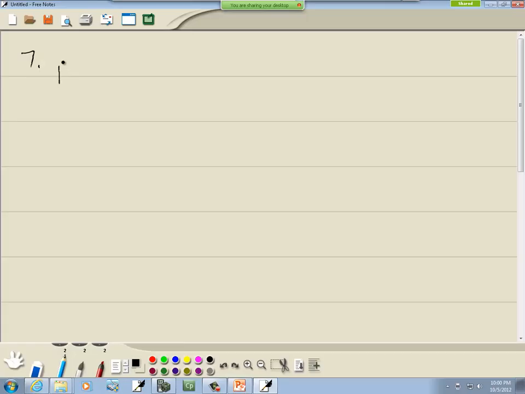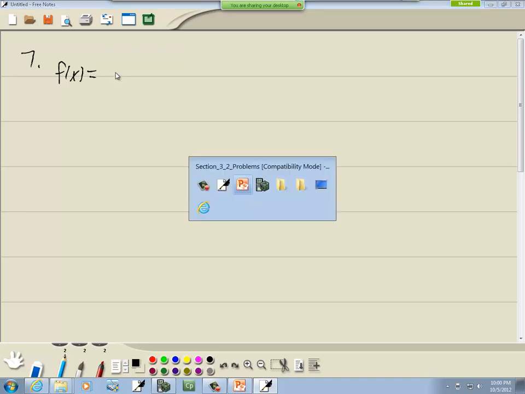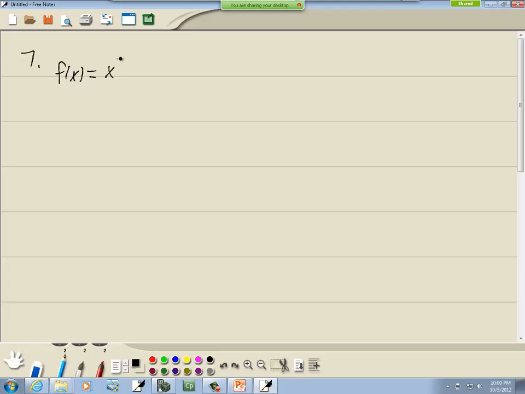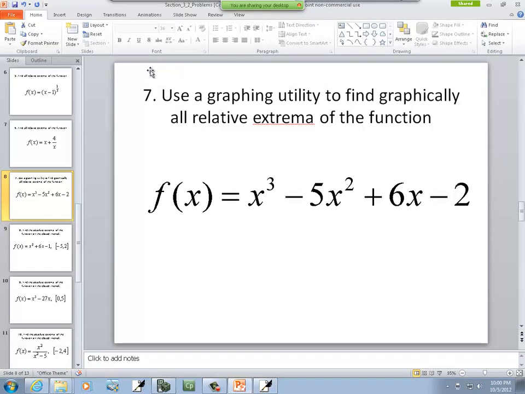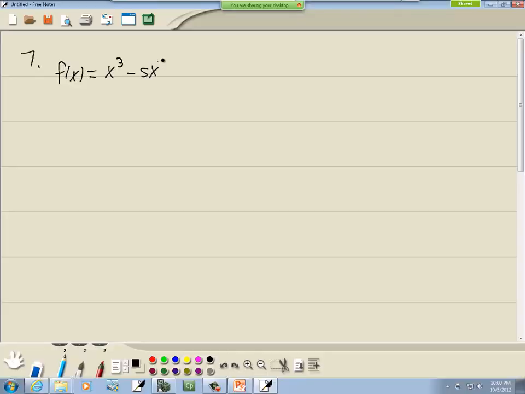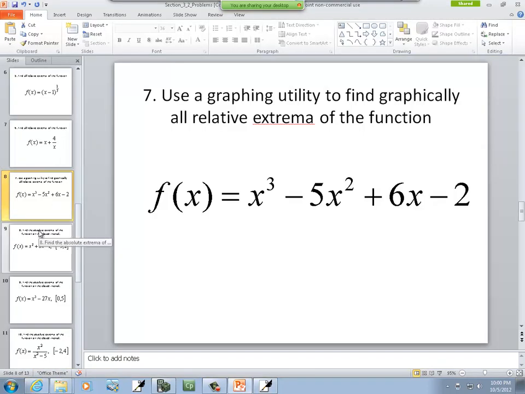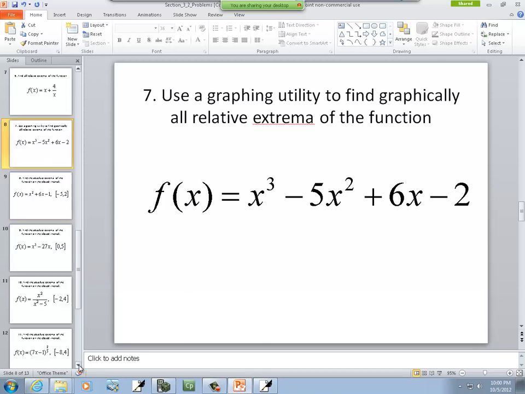We got f of x equals x to the third minus 5x squared plus 6x minus 2. Now it says use a graphing utility to find graphically all relative extrema of the function. So let's take a look at how to do that.